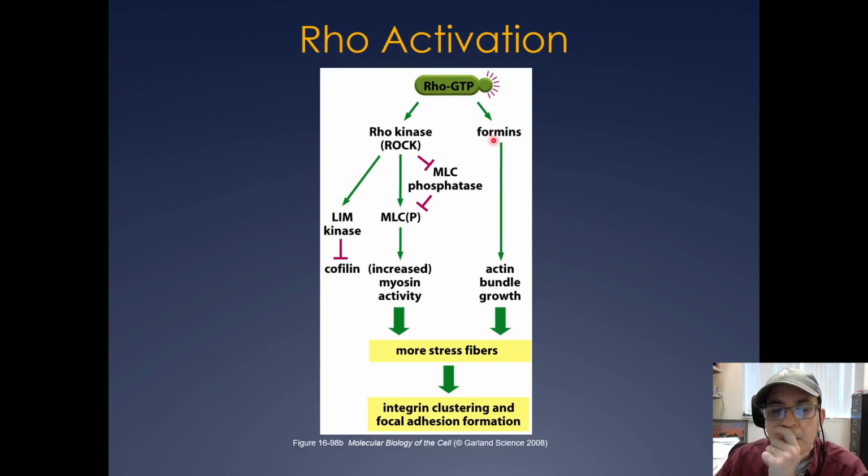Okay, in Rho activation, it's a little bit different. This will cause activation of the formins, and that leads to actin bundle growth, and then Rho will activate the Rho kinase, which can lead to increased myosin activity. Then you'll get integrin clustering and focal adhesion, and we'll cover the integrins when we cover the extracellular matrix.